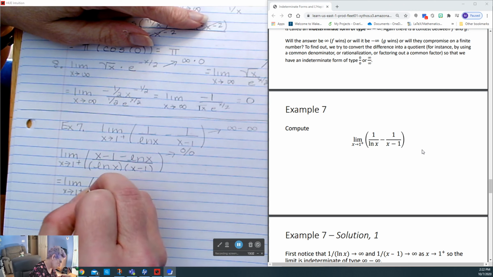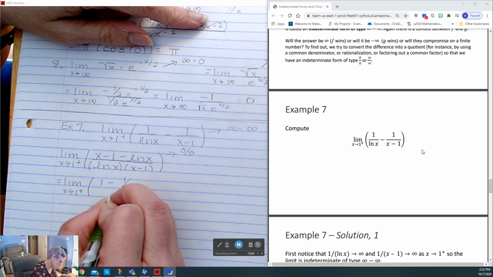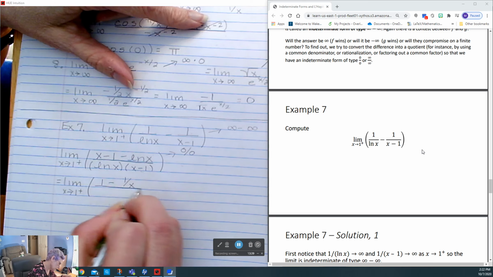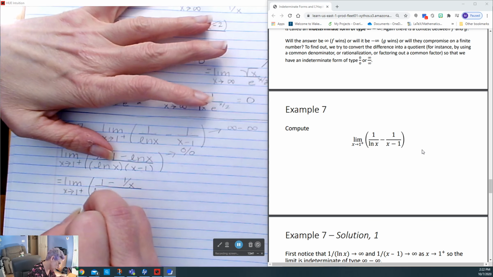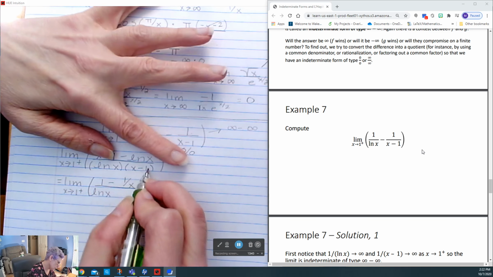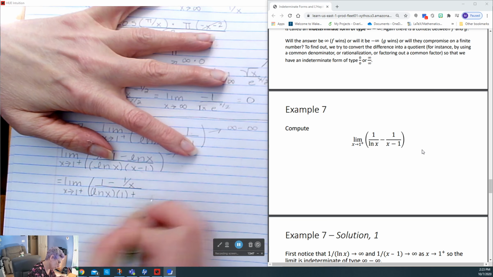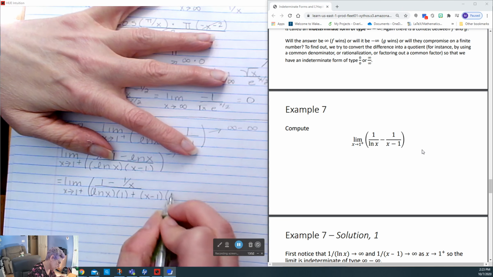Derivative of x is 1 minus 1 over x. First times the derivative of the second plus the second times the derivative of the first.